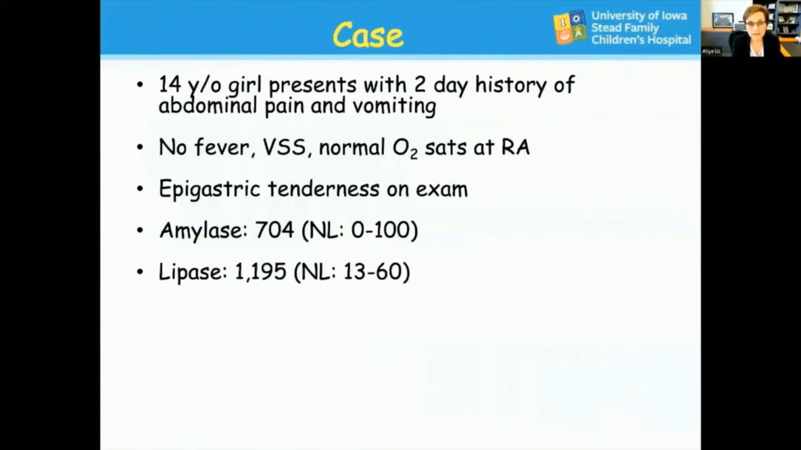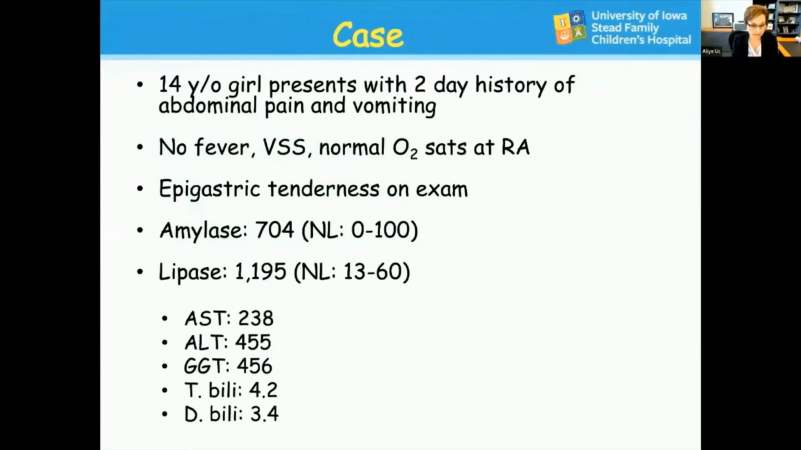And here I will give you a case presentation. If a kid like this, who is a teenager, presents with an acute onset of abdominal pain and vomiting, no fever, normal vital signs, and exam showing tenderness in the epigastric area, I think most ERs will order an amylase and lipase study and will make the diagnosis of acute pancreatitis. It would be important to send labs looking for serum transaminases, GGT, and bilirubin.